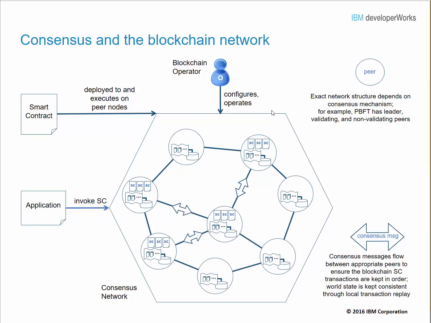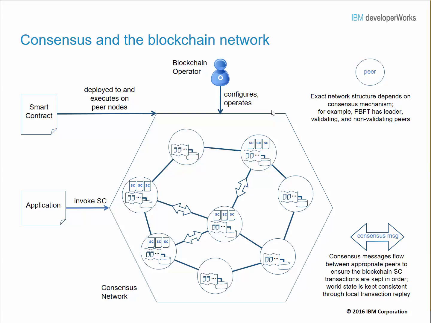So with that short primer on the theory behind consensus algorithms, let's look at the big picture of how consensus works within the scope of an entire network. In the center of the diagram, these round objects represent peers in the consensus network. Now, the actual number of peers and their various roles are determined by the specific algorithm that's used.